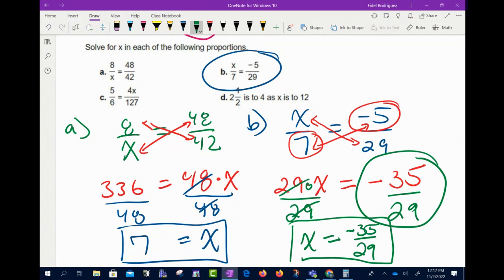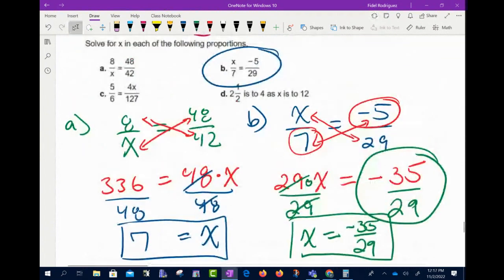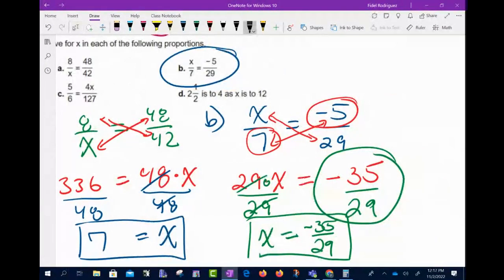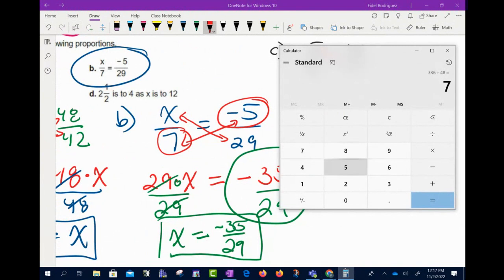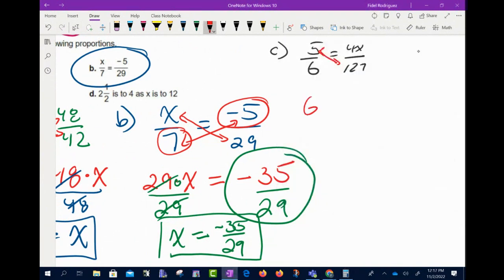All righty, let me go ahead and go to part C. Okay, oops, I'm gonna move it over here to the side because I don't have a lot of room. So apologize, I should have put more room. But let's see, look, we're gonna go 5 over 6 equals 4x over 127. And I tell my students, okay, look, let's do this the same way. We're gonna cross multiply. So I'm gonna take my calculator here. I'm gonna say, what's 5 times 127? 635, okay? And then we're gonna multiply 6 times a 4x. Well, 6 times 4 is 24, and I still have that x there, okay?